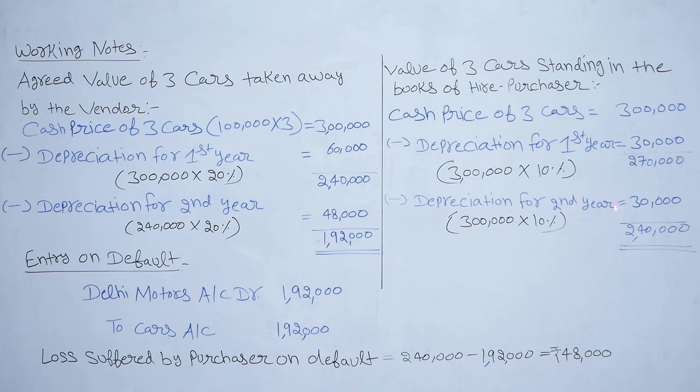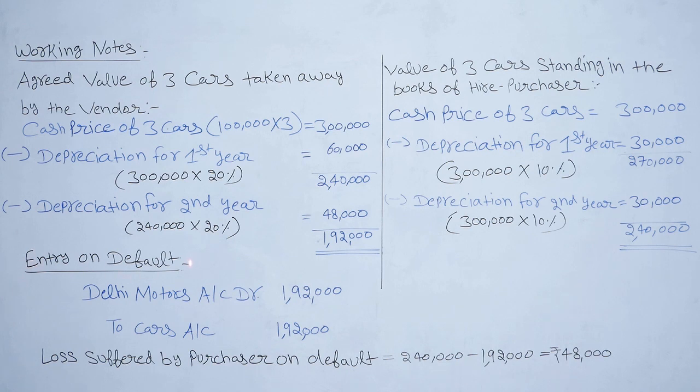Depreciation for second year 30,000. Why is depreciation the same? As we are using the straight line method. So after deducting 30,000, we get 2 lakh 40,000. Value of 3 cars standing in the books of hire purchaser is 2 lakh 40,000, whereas the vendor's agreed value of 3 cars taken away by the vendor is 1,92,000. It means there will be a loss of rupees 48,000. 2,40,000 minus 1,92,000 is equal to 48,000. So loss suffered by hire purchaser on default is 48,000.